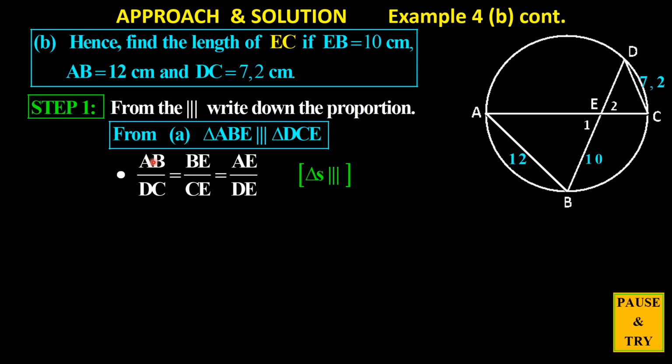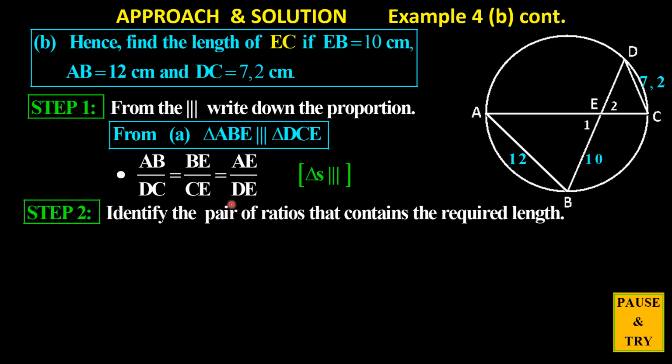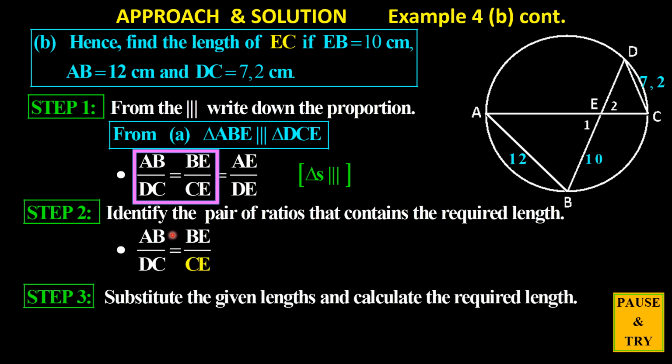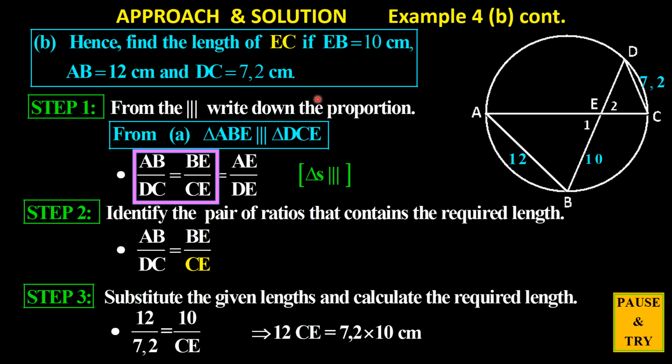Let's check. I've got AB, so I will use AB. I've got DC's measurement and BE, so I'll use the first two. I don't have AE and I don't have DE, so I'm not going to use that one. So let's select those two and then we substitute. This is the pair we're going to use because there's the CE we want and we have the other three measurements. After substituting, we can cross multiply, and then it's easy to work out CE. Don't even need a calculator. With this example, it is 6 centimeters. And there we calculate the length of EC.